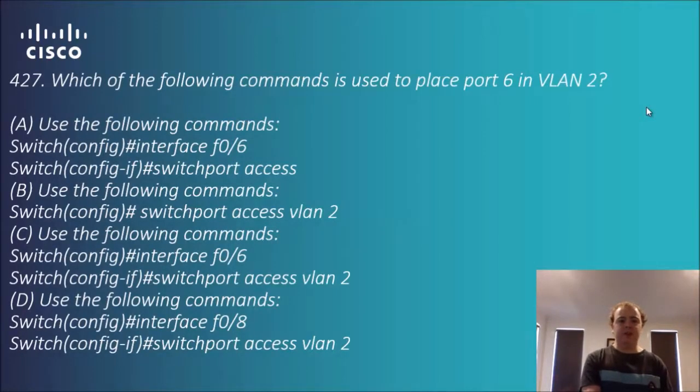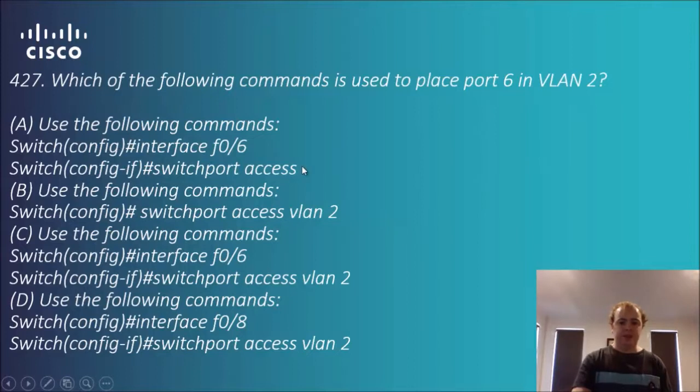We've got 427, which of the following commands is used to place port 6 in VLAN 2? So we've got interface and then switchport access VLAN 2. So again, when going to any ports, we need to be in global configuration mode first. So all these are in global configuration mode at the start. Then we need to go into the configuration interface mode, and then we've got to put in the right command and then assign it to the right VLAN.